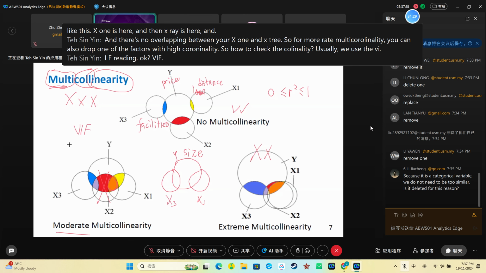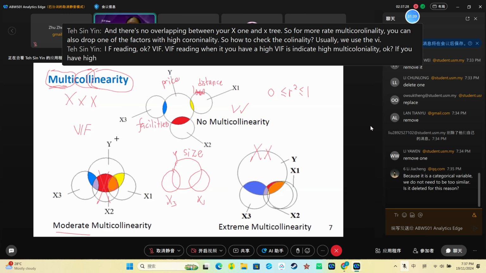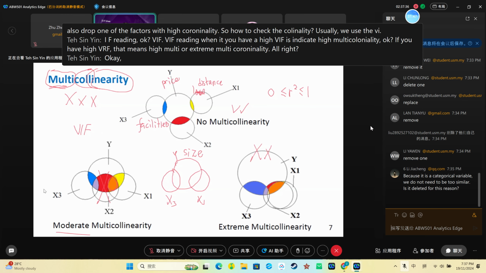VIF reading: when you have a high VIF, it indicates high multicollinearity. If you have a high VIF, that means high or extreme multicollinearity. All right, so let's move on.